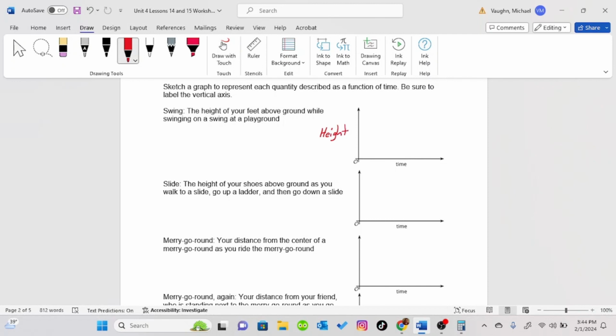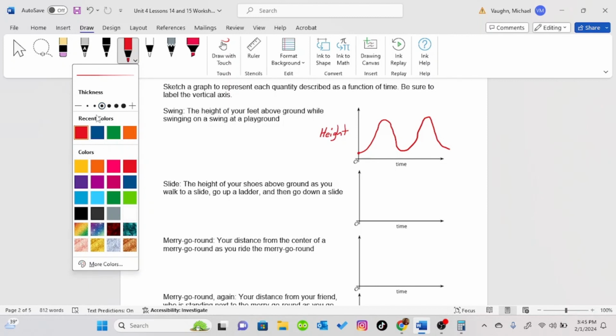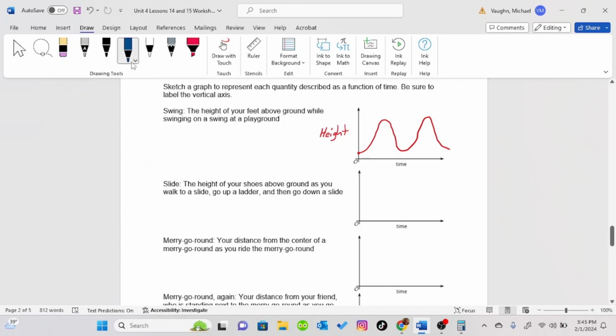If I'm on a swing, then my feet are dangling. So I don't want to start down at the origin. I want to start a little bit above it. From here, I'm going to go up as I go out to the front. Then I'm going to come back down again to the middle. And then I'll go up as I'm going to the back. And then I'll come down again as I near the middle. So this is what a graph would look like if we were comparing height above the ground and time on a swing.